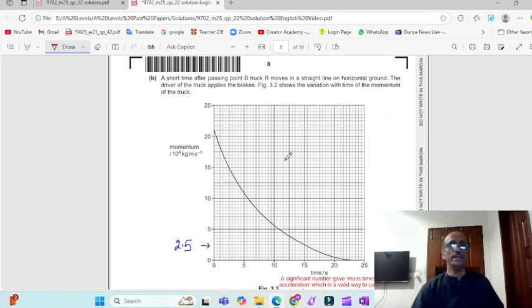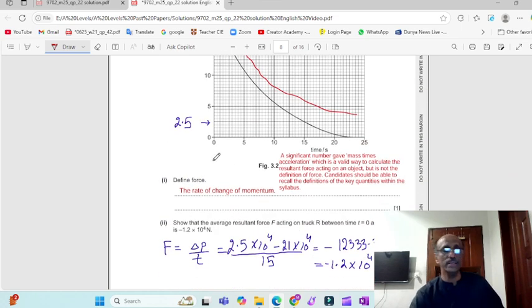And after that, a short time after passing the point B, the truck moves in a straight line on horizontal ground, as I have mentioned earlier. So the driver will apply brakes, so the car will slow down, the momentum will decrease, certainly the velocity will decrease, so momentum will decrease. Now what is required in this question? Define force, the rate of change of momentum.